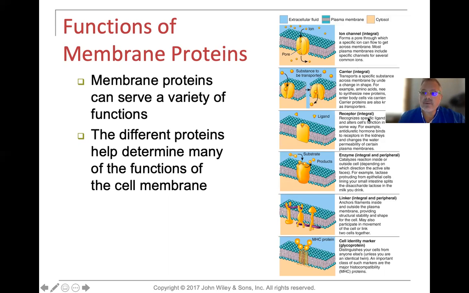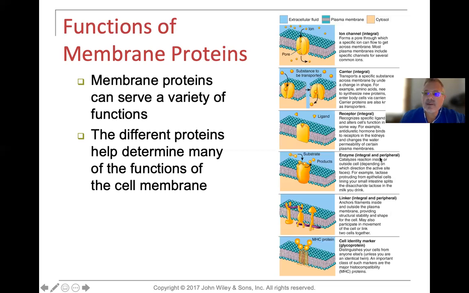Receptors are also integral proteins. They recognize specific ligands. You're going to see that term ligands frequently, and it alters the cell function. So ADH, antidiuretic hormone, can bind to a very specific receptor in the kidneys, and it changes the water permeability, right? Antidiuretic. It's not a diuretic. It's not going to make a person urinate. It's going to allow the person to hold on to urine.